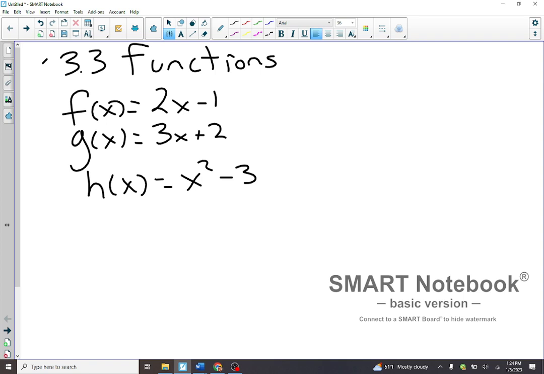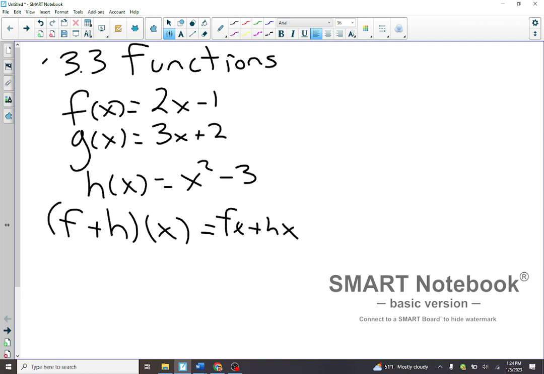So the first thing we're doing is function operations. Yeah, it's a video that's recording. Stop talking, please. So first thing we do, it will look like this: f plus h of x. With that in mind, what that tells me is I'm going to do f of x plus h of x. Once again, I should put the parentheses: f of x plus h of x.